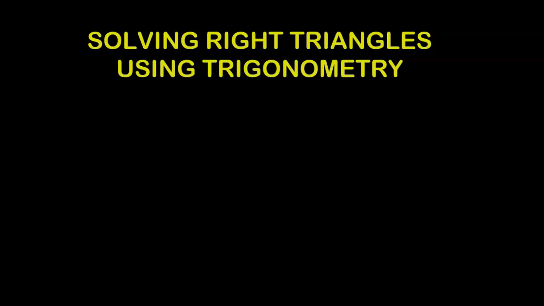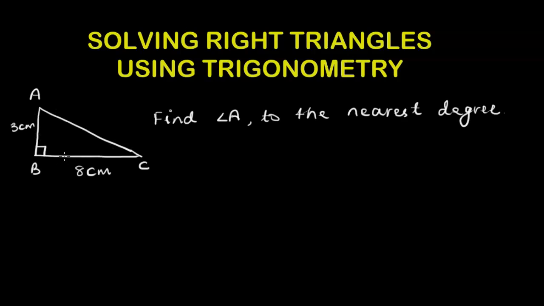Hey guys, in this lesson we will understand how to solve right triangles using trigonometry. Let's say we're given a right triangle, right-angled at angle B, and we're given two side lengths of the triangle. One is AB as 3 cm, another is BC at 8 cm, and we're asked to find angle A to the nearest degree. So that means this is what we are looking for.